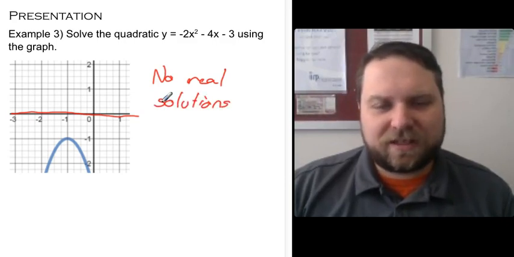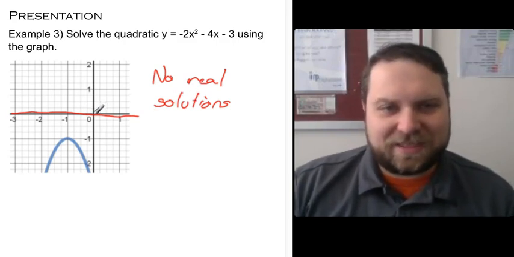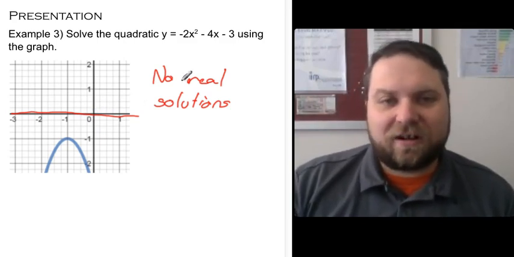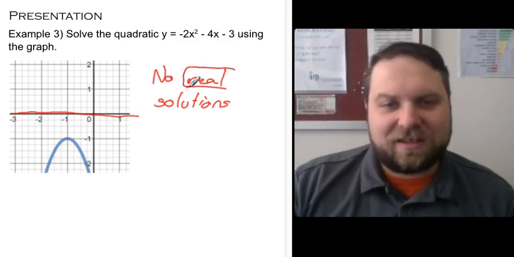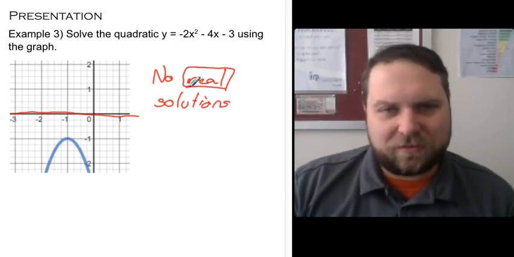A couple things I want to make clear about this. It's not that the solution is 0, because if you say that, that means it touches the x-axis at 0. That's not what's happening here. We're saying there are no solutions, but notice this word here. I say there are no real solutions. Now what I'm going to tell you is why we have to say there are no real solutions, even though it's not going to make a lot of sense to you right now. It will when you come to Algebra 2.